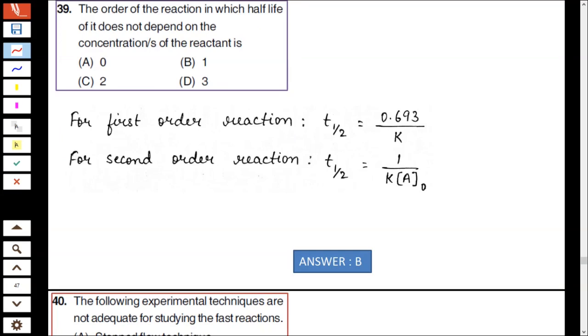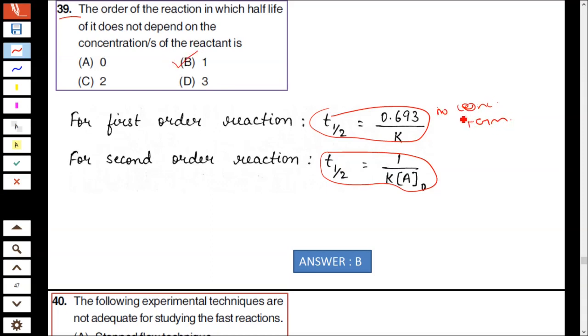Question number 39. The order of the reaction in which the half-life does not depend on the concentration of the reactant is. For a first order reaction, t half is equal to 0.693 by K. For a second order reaction, t half is equal to 1 by K into A. Hence, it is a first order reaction. There is no concentration term. Hence, it is a first order reaction, not zero order, second order or third order. The option is first order reaction.